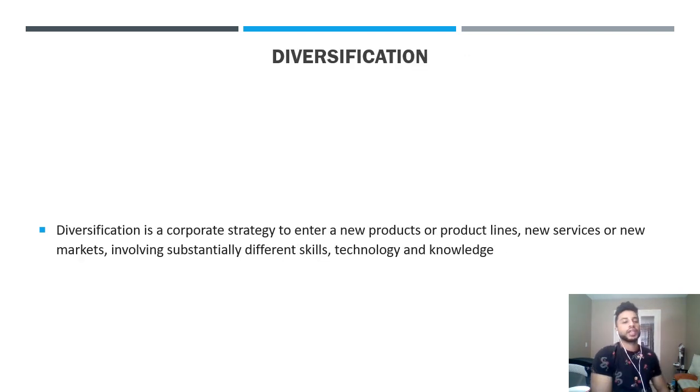And diversification basically is to enter new products or new product lines, new services or new markets involving substantially different skills, technology, and knowledge. So diversification is literally just, if you're selling cell phones, now you're selling cell phone cases, now you're selling earphones, now you're selling Bluetooth speakers. So that you're diversifying your portfolio. You're not only just selling cell phones.